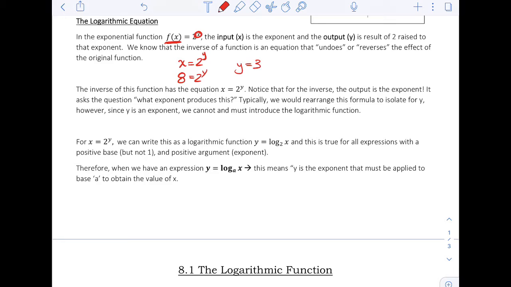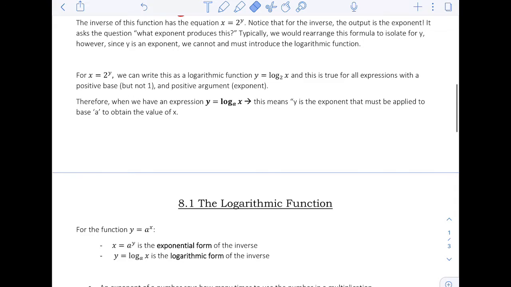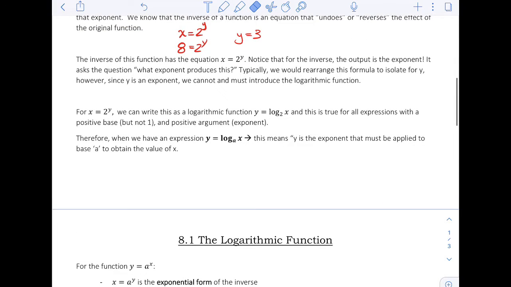But how do I do that without using trial and error? What if it wasn't a nice whole number like 3? How do we do that? How do we use our calculator to evaluate that? That's where we learn about logarithms. So, the inverse of this function has the equation x is equal to 2^y. Notice that for the inverse, the output is the exponent. It asks what exponent produces this? Typically, we could rearrange that formula to isolate for y. However, since y is an exponent, we must introduce logarithms in order to isolate for y.